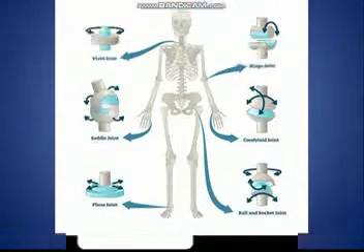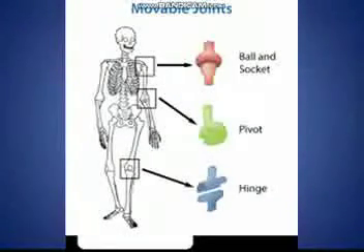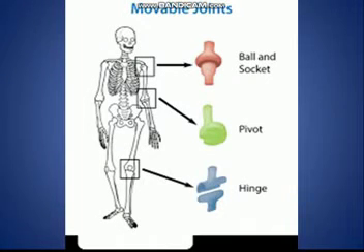Then, types of movable joints. The movable joints are characterized by a fluid filled cavity. They are of different types: ball and socket joint, pivot joint, hinge joint, and gliding joint. These are the types of movable joints.